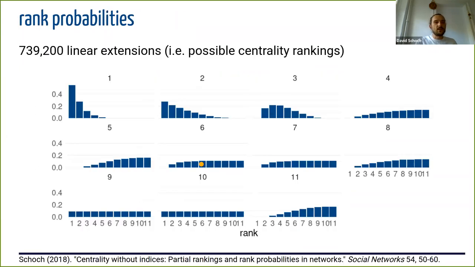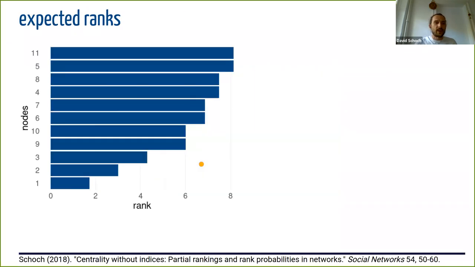And of course, when you have probability distributions like that, you can always also calculate the expected rank of nodes in a centrality ranking, which itself then gives a centrality ranking. So the node with the highest expected rank in the network is node 11, then node 5, 8, 4, and so forth. So this is a toy example, but this is the way one could work in empirical research instead of applying indices, looking at the data in a more probabilistic way.